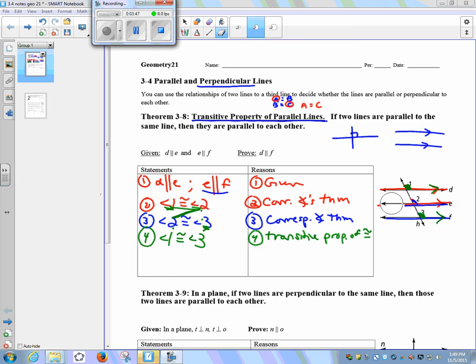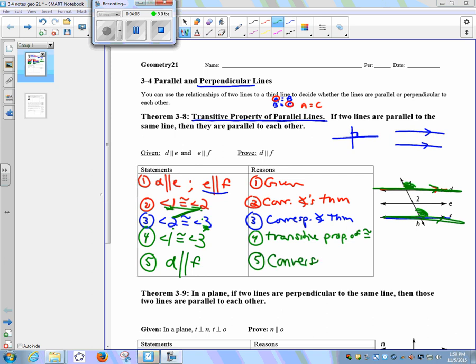If we completely ignore that middle line for a minute and we just look at D and F, if 3 and 1 are congruent, then D and F must be parallel. Remember, whenever we're proving lines parallel, we're going to use the converse of one of the theorems. And again, 1 and 3 are corresponding angles, so it's the converse of the corresponding angles theorem. Okay, so now we've proven this, and we can call it the transitive property of parallel lines.